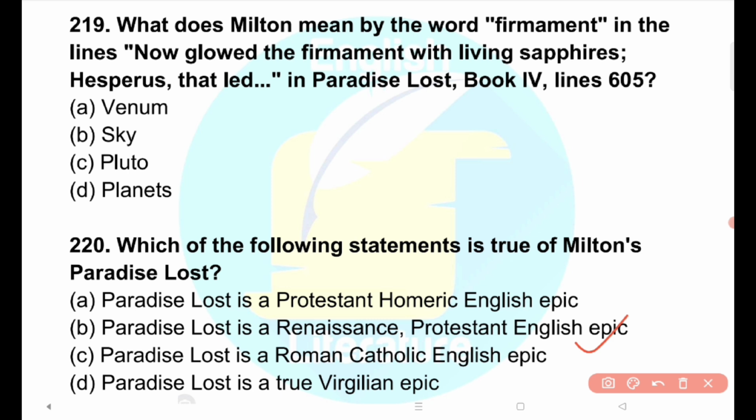Paradise Lost, 1667, is considered a Renaissance epic because it reflects humanism, individualism, and classical influence. It is also a Protestant epic because it promotes Puritan beliefs and focuses on the fall of man and divine justice. It is not a Roman Catholic or Virgilian epic as it follows the Protestant theological tradition.